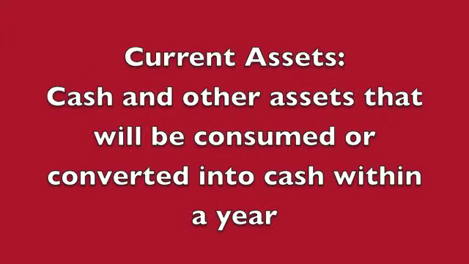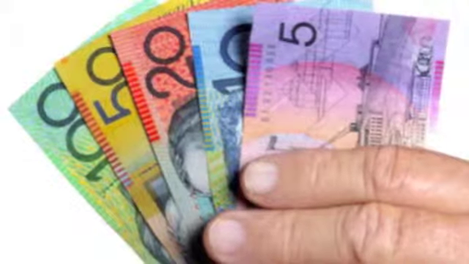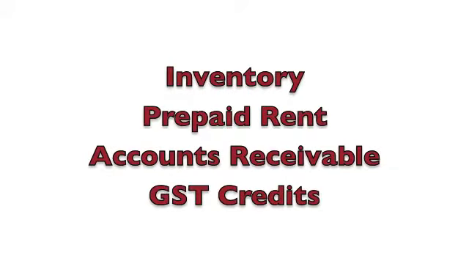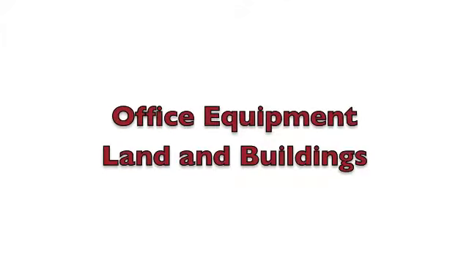What are current assets? Current assets are cash and other assets that will be consumed or converted into cash in 12 months or less. Examples of current assets are cash, stationery supplies, and others such as inventory, prepaid rent, accounts receivable, and GST credits. Non-current assets are assets other than cash that will be used by a business for more than a year. Examples of non-current assets are motor vehicles, office furniture, and others such as office equipment and land and building.